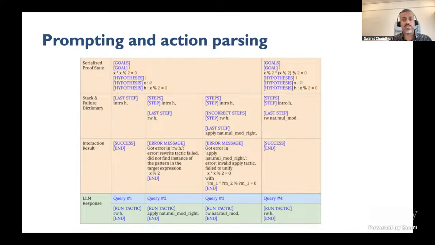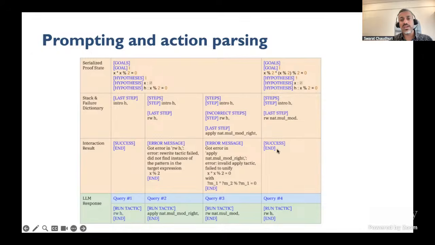And then the LLM says, OK, let's try apply nat.mulmod right. Now, the details of this tactic don't matter. It's something involving modular multiplication. But the point is this is also wrong. So then again, at the next step, you get an error message, and this is something you stick back into the prompt, and then you make a query again. And now it says, oh, let's try this rewrite with nat.mulmod. And yay, this time it works.